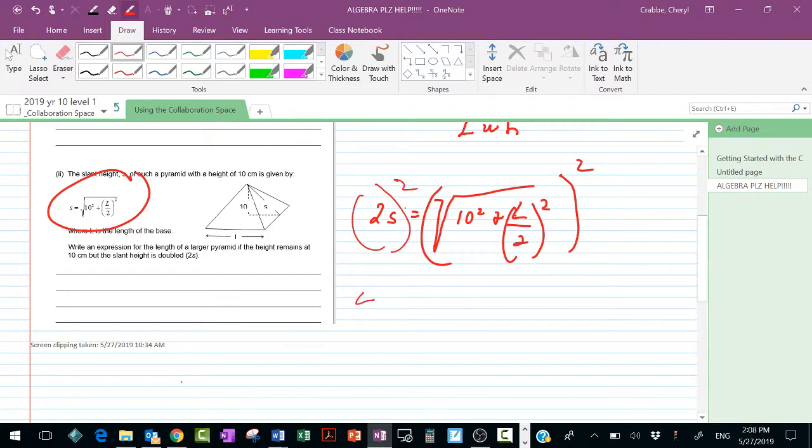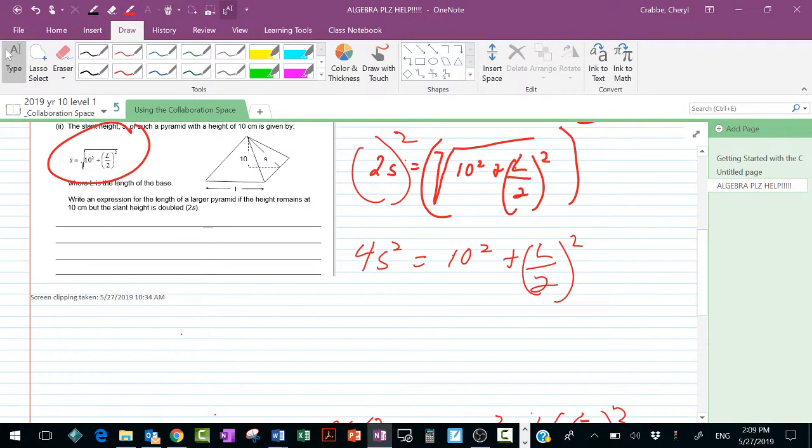So this is going to give me 4s squared is equal to, and then everything will come out of that square root sign because we've undone it. So 10 squared plus L over 2 all squared. Now there's a number of things that you can do at this point, but I'm going to just turn the 10 squared into 100. So 4s squared is equal to 100 plus L over 2 squared. And then I'm just going to move the 100 over, so I'm going to get 4s squared minus 100 is equal to L over 2 squared.